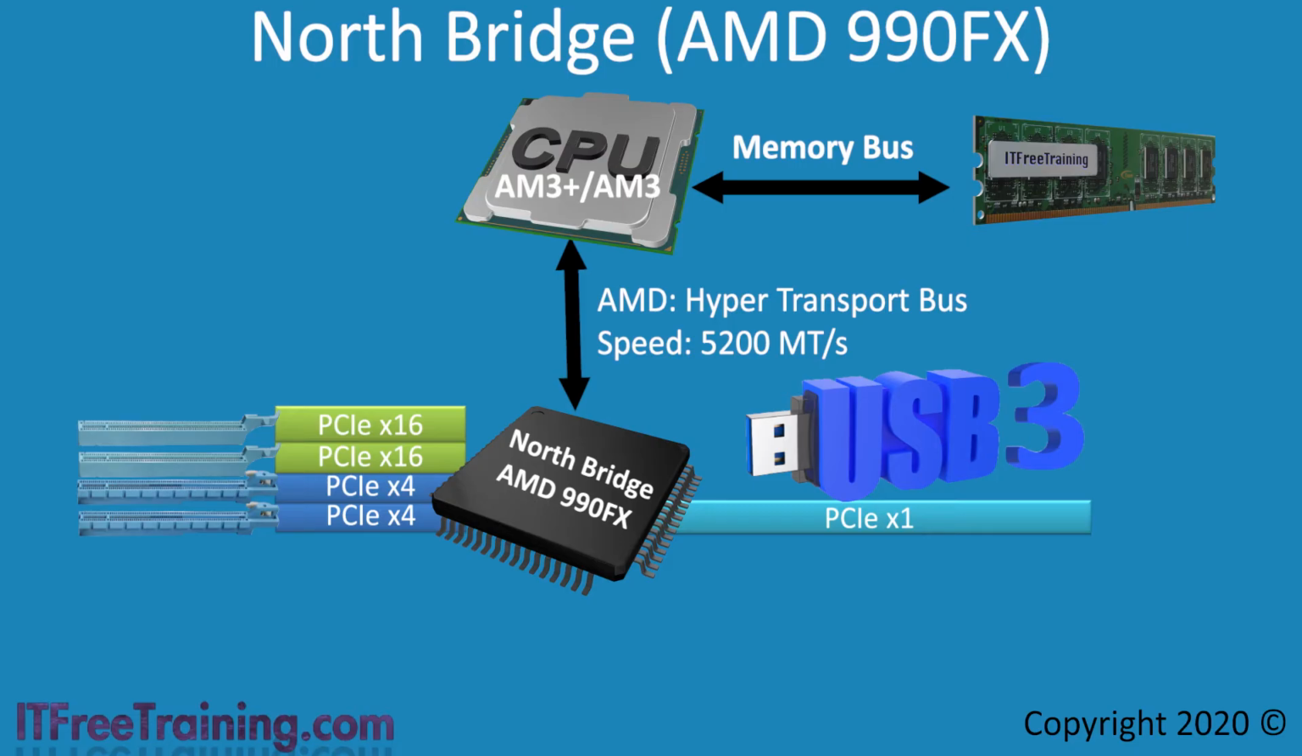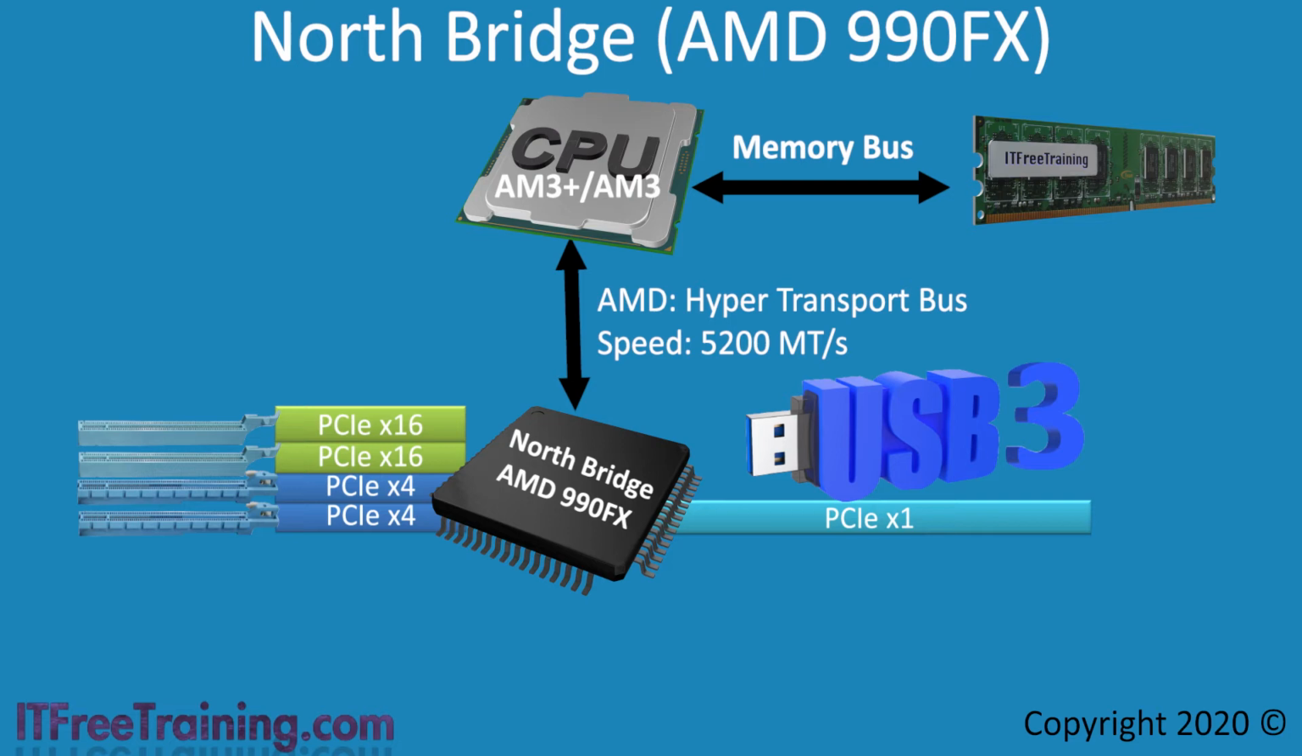For example, USB 3 is connected to the North Bridge in this example, but if computers keep increasing in speed, USB 4 is likely to be connected to the North Bridge, and USB 3, being the slower device, would be connected to the South Bridge.